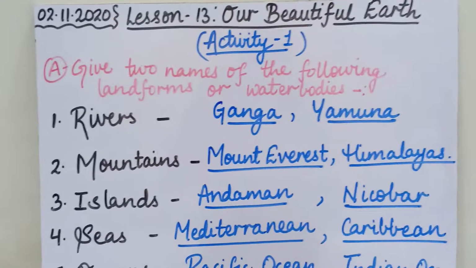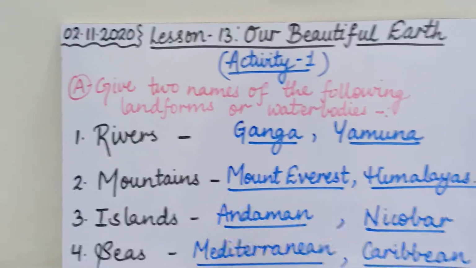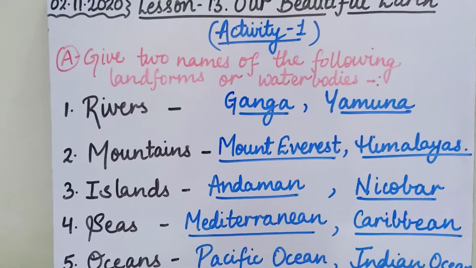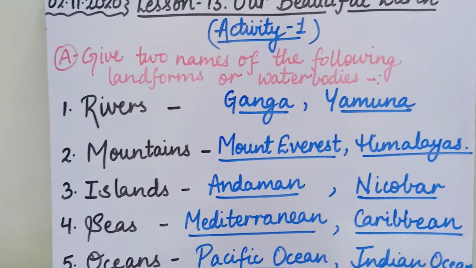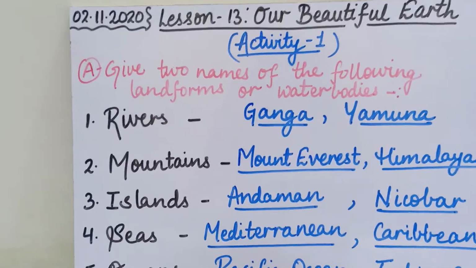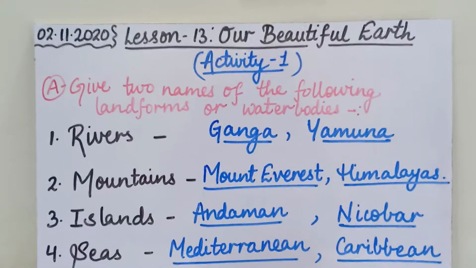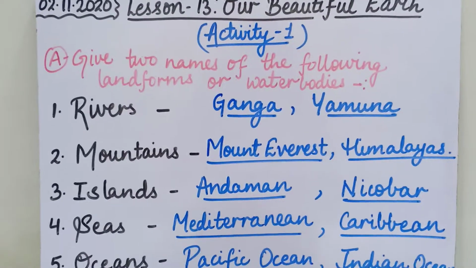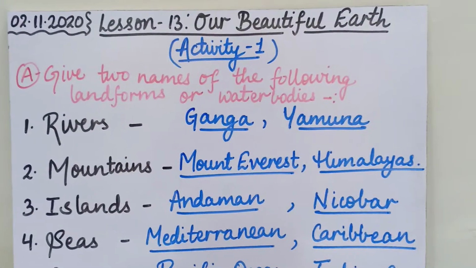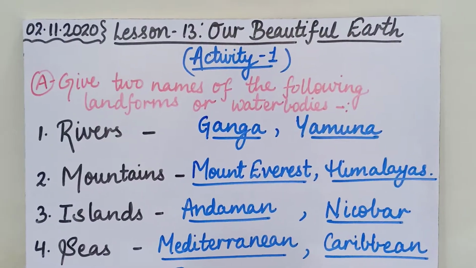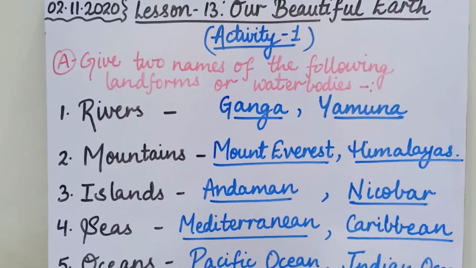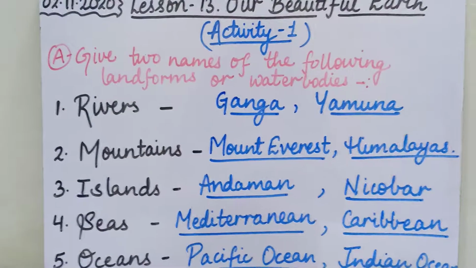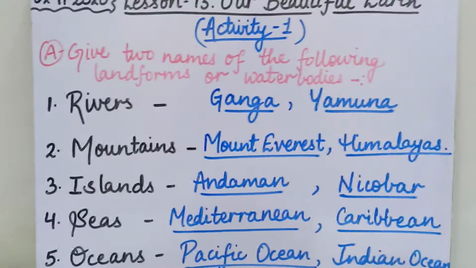Now children, we have completed the chapter. We have completed the exercises of chapter 13, Our Beautiful Earth, the question answers, and the book exercises. I hope you have completed that work in your EVS notebook very nicely. Those who have not completed it, please complete your work and get your copies corrected. You can come to school from Monday to Saturday, from 10 a.m. to 1 p.m., and get your copies corrected.